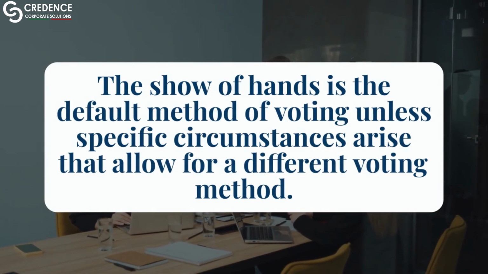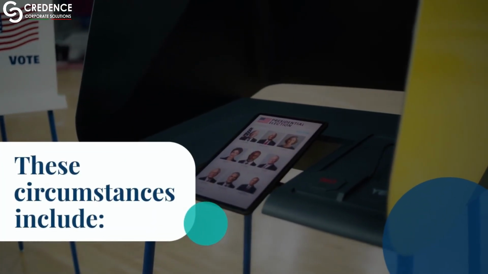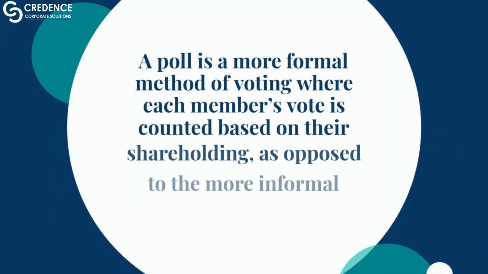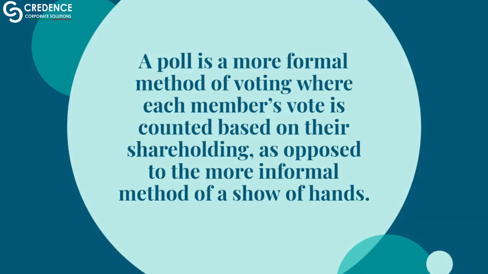The show of hands is the default method of voting unless specific circumstances arise that allow for a different voting method. These circumstances include a poll being demanded by a member, as per the provisions outlined in Section 109 of the Companies Act. A poll is a more formal method of voting where each member's vote is counted based on their shareholding, as opposed to the more informal method of a show of hands.